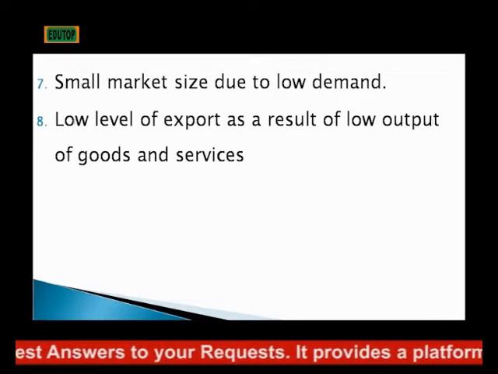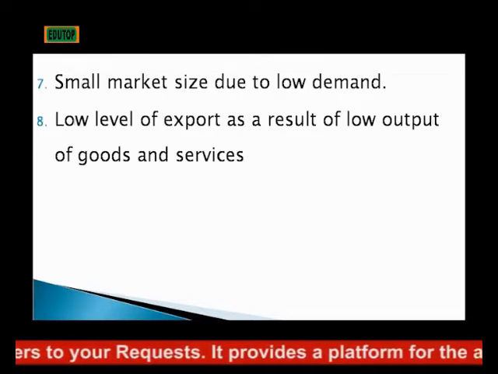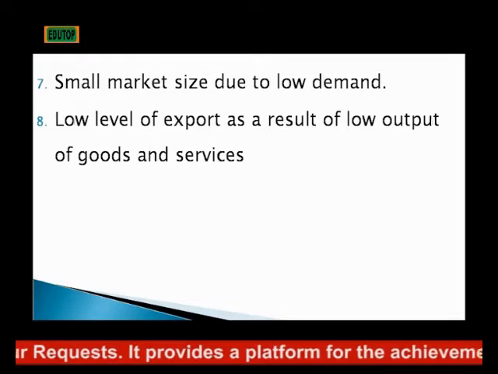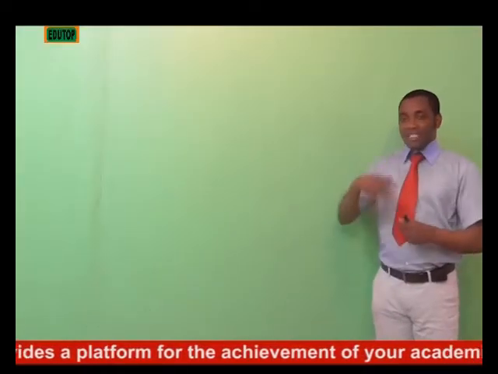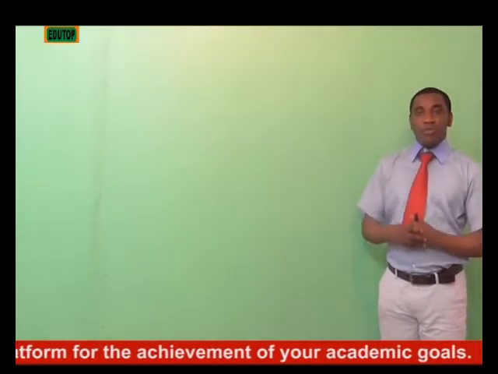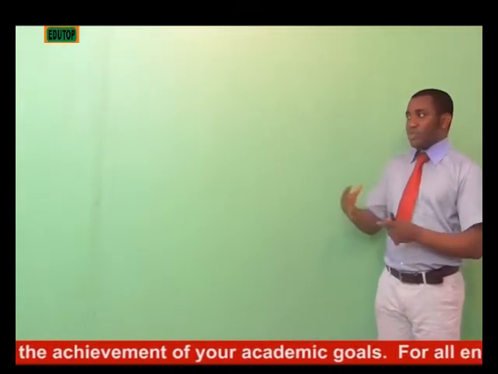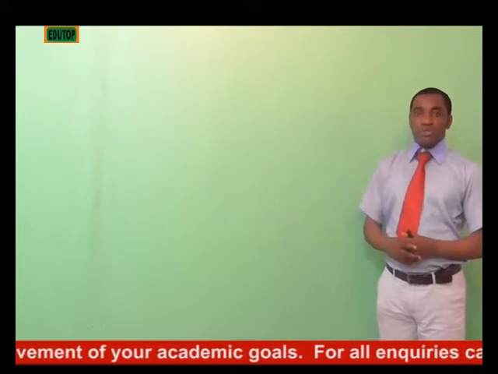And the last one, there will be a low level of exports as a result of the low level of production and low level of output in such a society. Those are the disadvantages attached to underpopulation. Now, the last one is on optimum population.